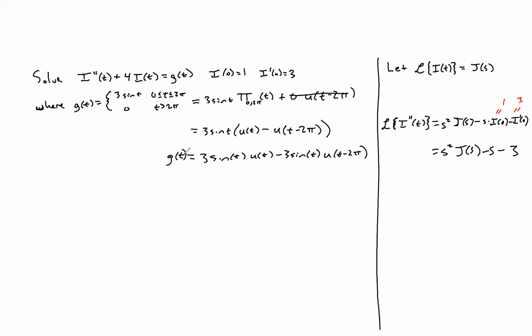Now, let's go back to our differential equation and take the Laplace transform on both sides. So I've got the Laplace transform of i double prime of t plus 4 i of t equals the Laplace transform of g(t). So the Laplace transform of all of this. And here we'll have to use some of those properties from the previous video. I'll just write g(t) instead of copying the whole function down.